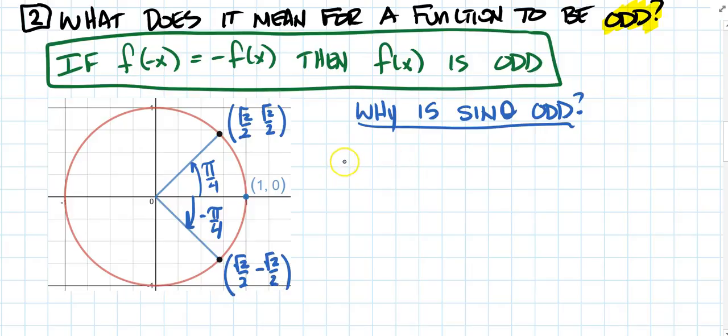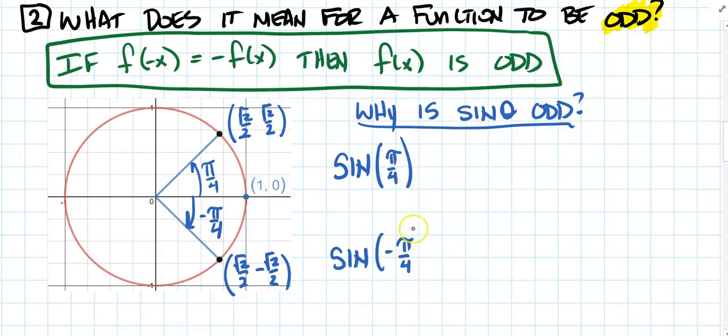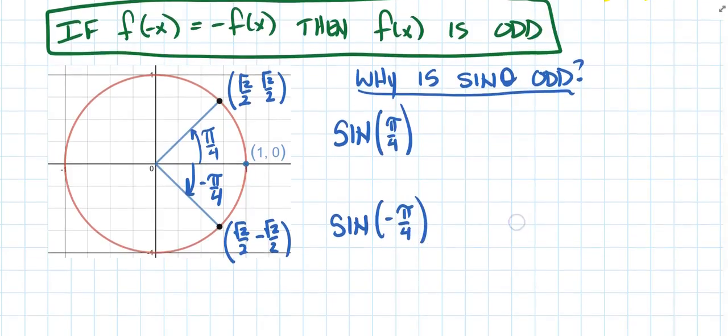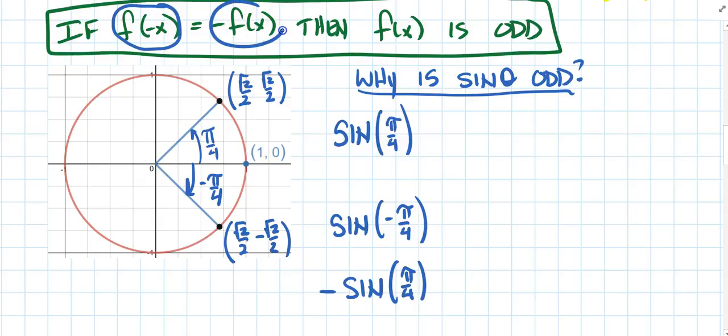Let's take a look at the sine of pi over 4, and I want to compare that to the sine of negative pi over 4. And then I also want to compare that with the negative of sine of pi over 4. The reason I want to compare all three of these is because look at what the definition says, f of negative x and the negative f of x. So let's go ahead and start with the basic one.